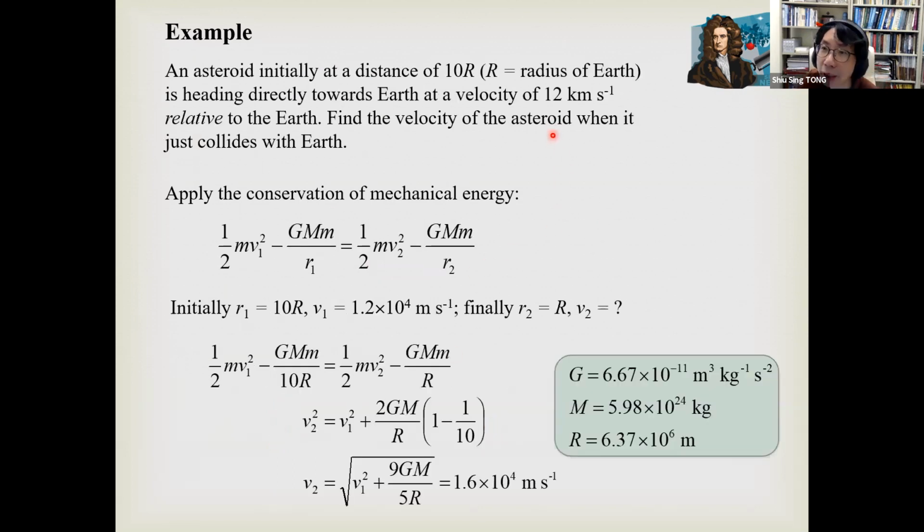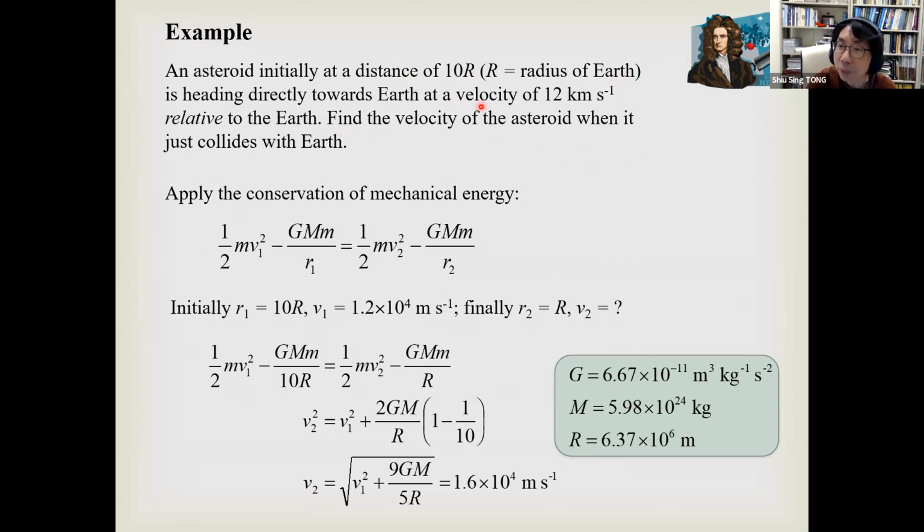Now here is a more complicated example. Suppose an asteroid, an asteroid is a small planet, okay? Maybe a meteorite, not an asteroid, because it falls to the Earth. So initially the meteorite is at a distance of 10 r from the center of the Earth, where r is the Earth radius.